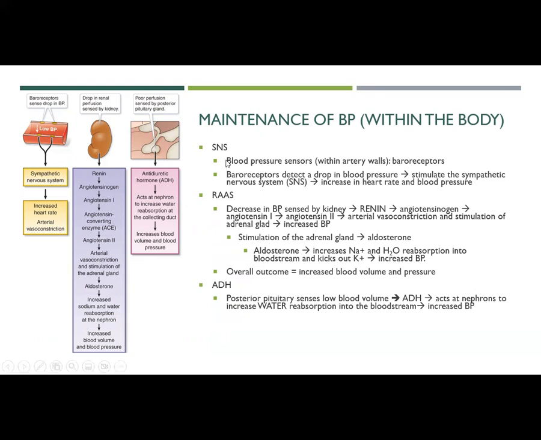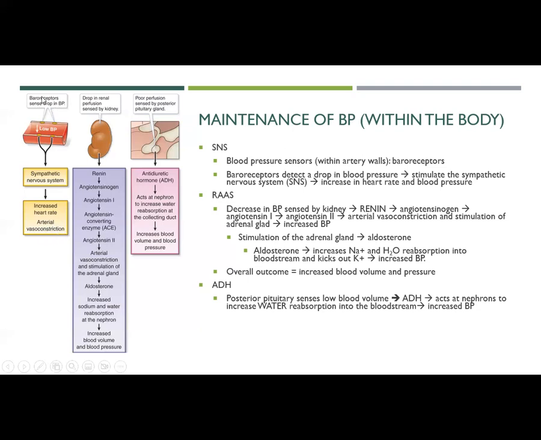The first system we have is our SNS, our sympathetic nervous system. Blood pressure sensors in our arterial walls, called baroreceptors, sense when there's low blood pressure. When that's sensed, the sympathetic nervous system gets a signal, and that signal causes increased heart rate and increased arterial vasoconstriction.